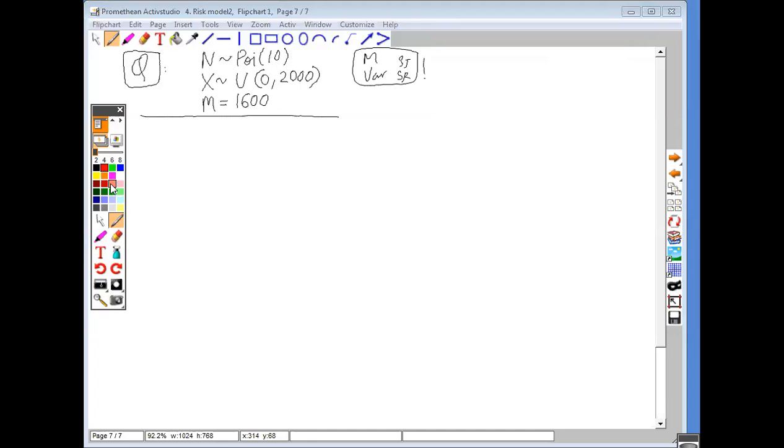Yes. So remember, the information that I have is that my N follows a Poisson distribution with the parameter 10, and my claim amounts are uniformly distributed on 0 and 1000. And I have an excess of loss treaty in place with the retention limit as 1600. What we have to do is figure out the mean and the variance of the insurer's as well as the reinsurer's aggregate claim amount.